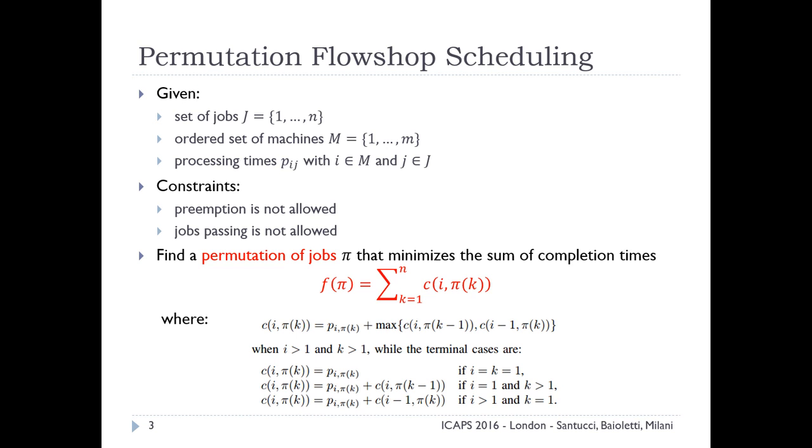The permutation flowshop scheduling problem consists of a set of jobs that have to be scheduled on a set of machines. The machines are ordered, and we have the processing times of every job on every machine. So the solution is a permutation of the jobs, because we have the constraint that job passing is not allowed. And the objective function investigated in this case is the total flow time, I mean, the sum of the completion times of every job on every machine.